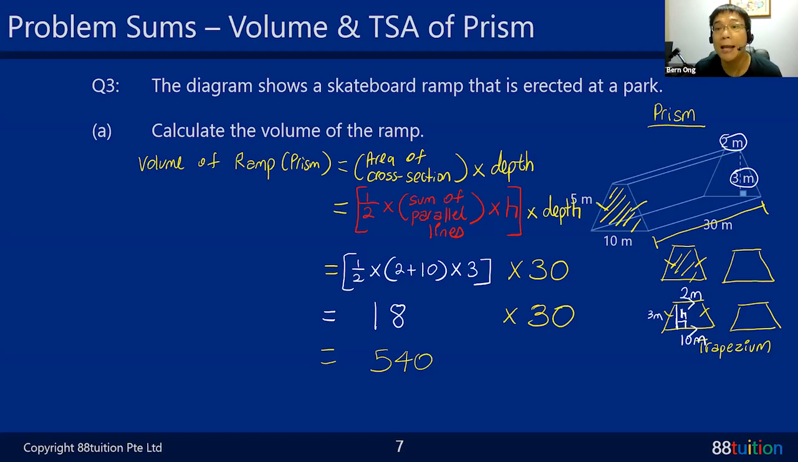540, is that the answer? Yes, but remember to put in your units. Units is what? Meter cube, because we are talking about volume here. Ta-da! Can see or not? All right, so volume of prism is area of cross-section times the depth or the height, depending. Okay? All right, let's move on.